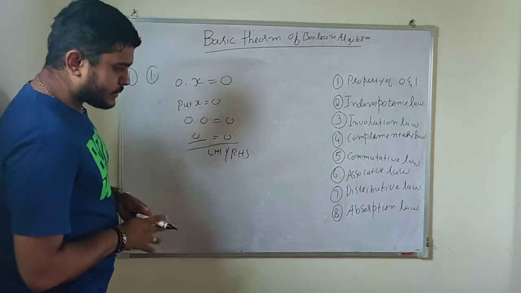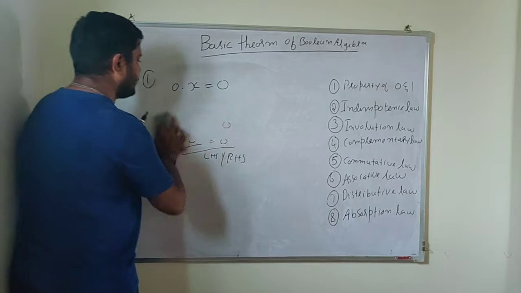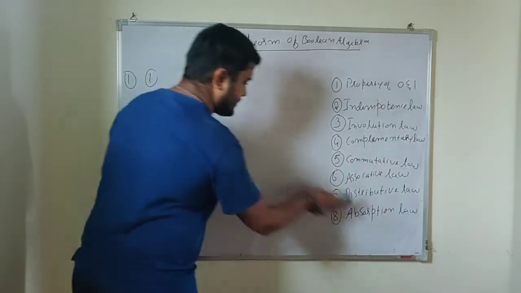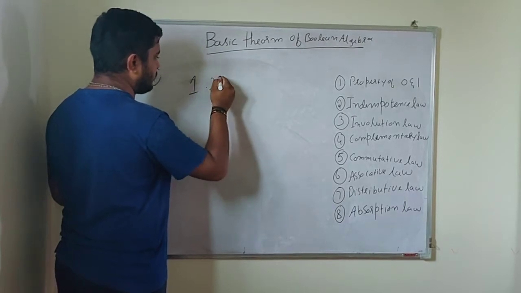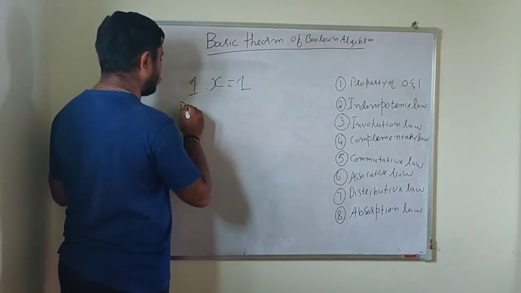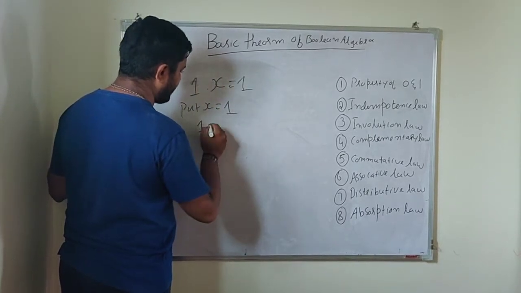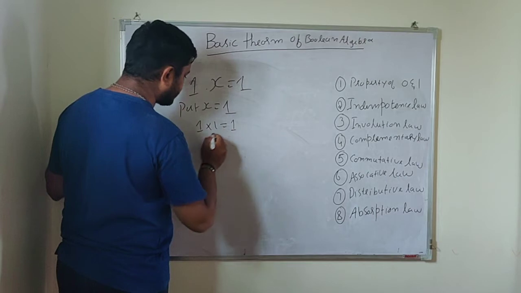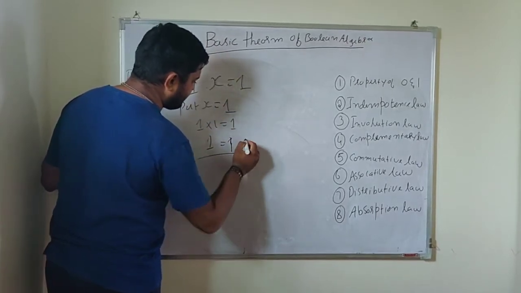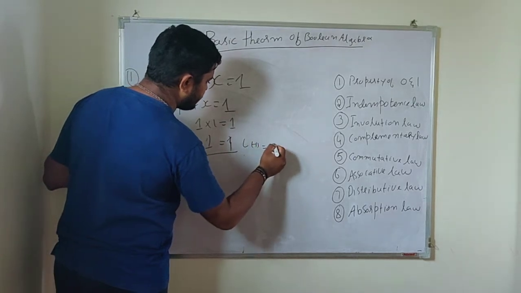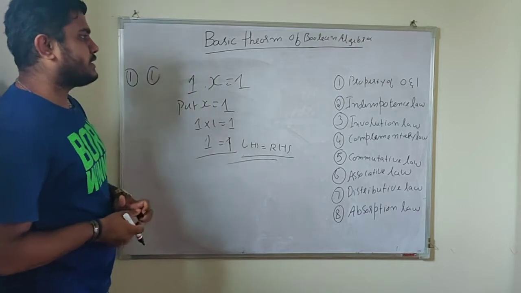Now the last one is 1 · x = x. Put x = 1, which means 1 · 1 = 1. So 1 is equal to 1, LHS equals RHS. So this is how our first property looks.